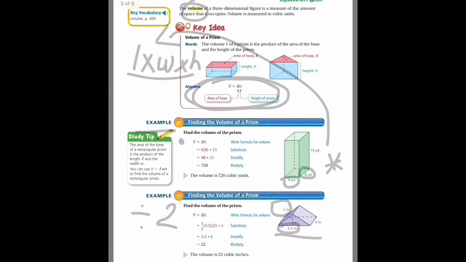So we would do 5.5 times 2. And then we would divide that in half, which in easy terms takes us back to 5.5. And then we would multiply that by the height, which in this case is 4. So that would give us 22. Those are two quick examples on how to find the volume of prisms.